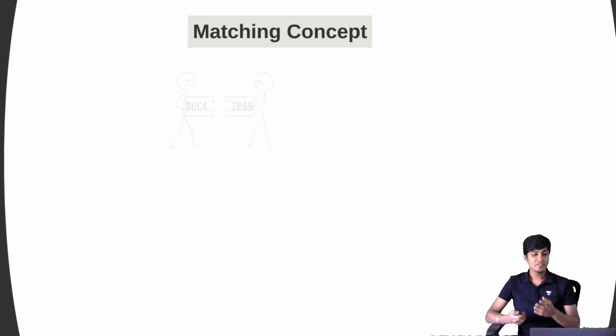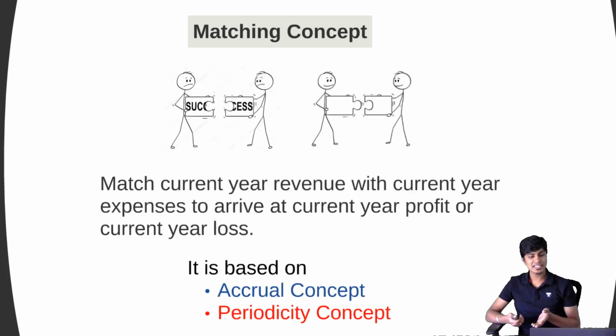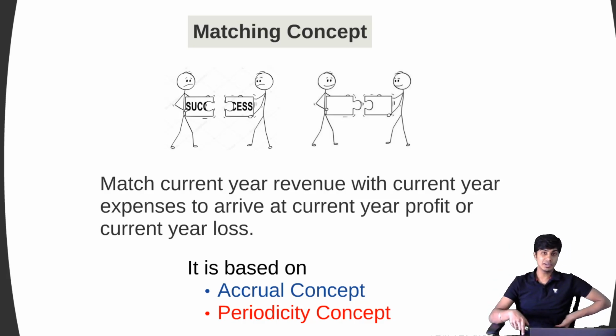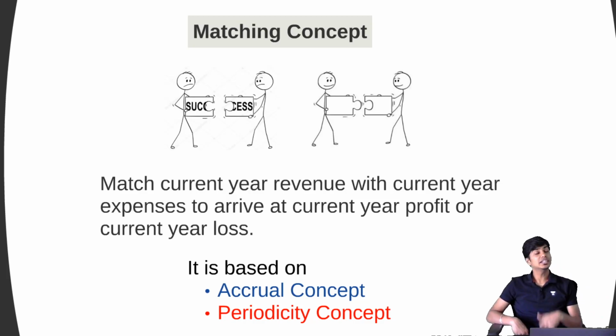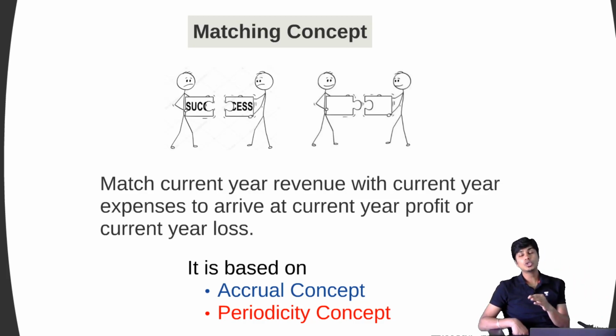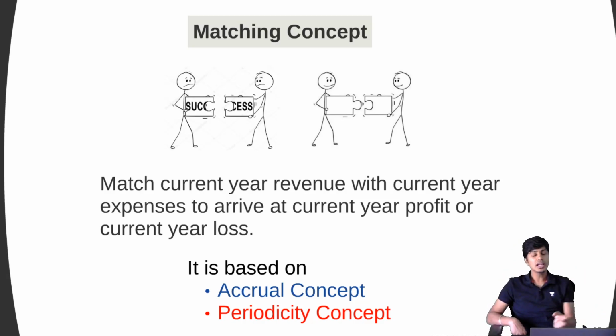We need to match current year expenses with current year income to arrive at current year profit. This is based on accrual concept, meaning there is a certain expense for the current year. It should be matched with current year income. Sir, I have not paid that expense. Doesn't matter. Even though that is not effected in cash, we choose accrual over cash system and record such expense in the current year P&L, match such current year expense with current year income, and find current year profit. Got it? And this is also based on periodicity.